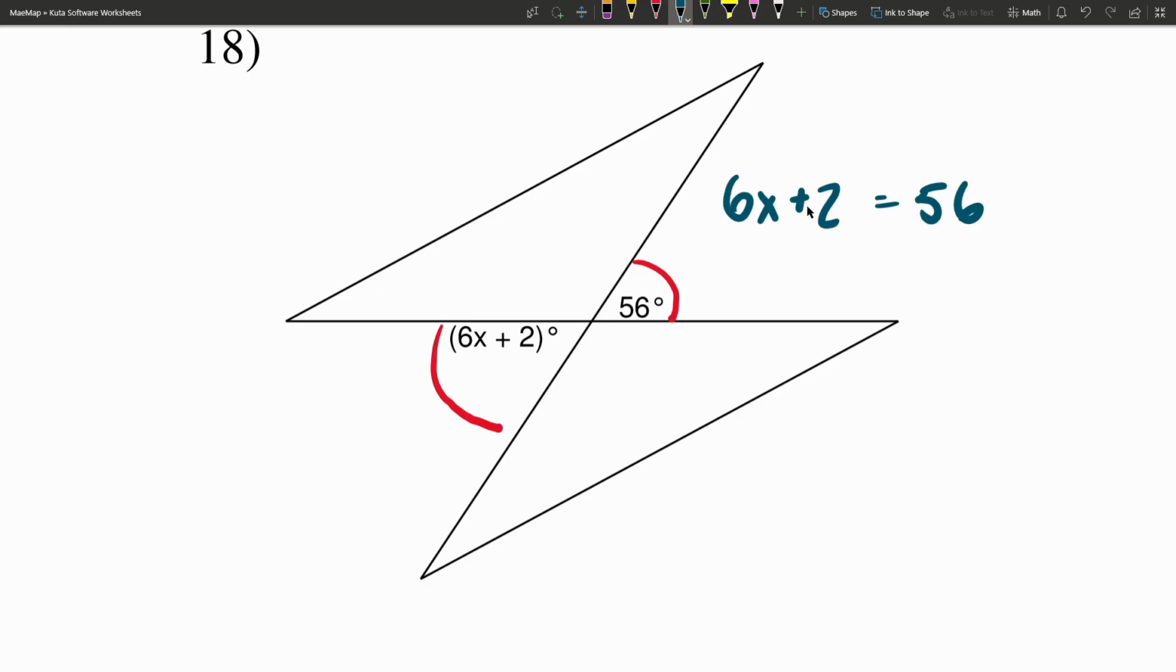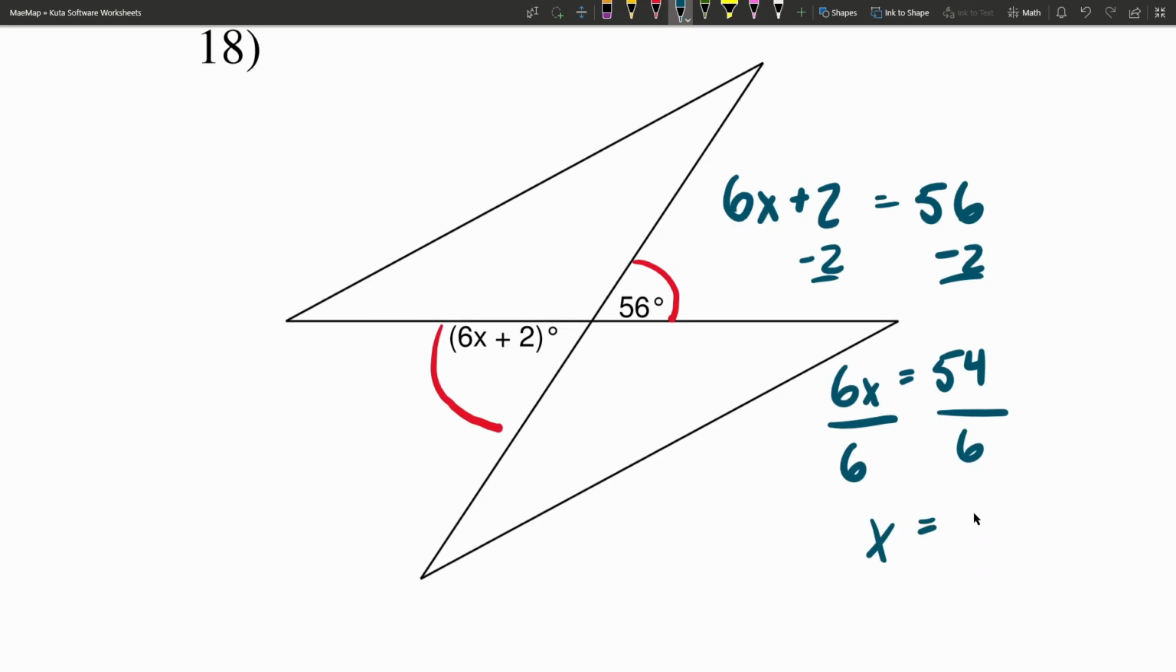So solving for x, it's just a simple two-step equation. I'll subtract 2 from both sides to get that 6x is equal to 56 minus 2, which is 54. Finally, dividing both sides by 6, what do I get for x? X is going to be equal to 9. So let's go ahead and double check this now that we know that 9 is our solution. Plugging 9 in for x, we get 6 times 9, which is 54, plus 2 will indeed give us 56 degrees. And there we have it, the final solution on this worksheet.